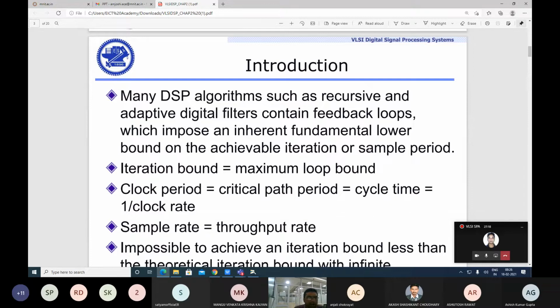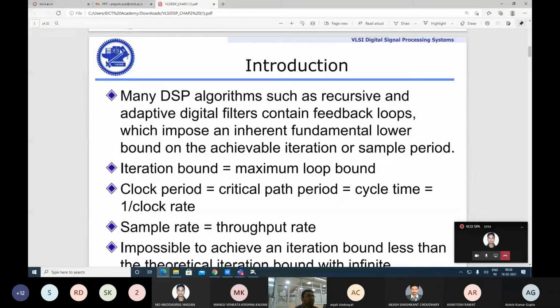When I talk about any DSP algorithm, DSP algorithms are recursive in nature. Maybe they have some sort of feedback loop which restricts their sample period. That means what time I can assign to that particular DSP system. So that lower bound, which is applicable for any DSP algorithm, we define as the iteration bound. It is iterative in nature, continuously running.